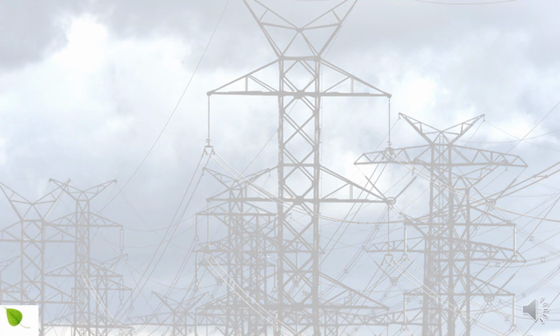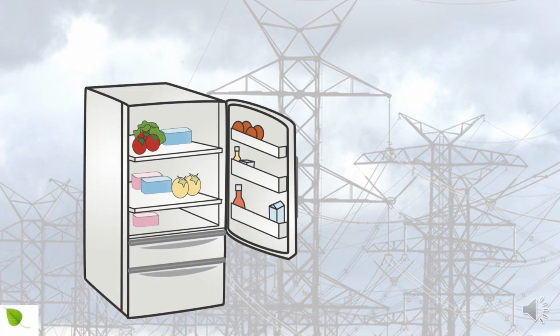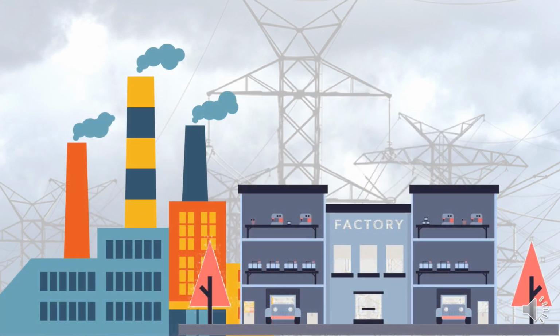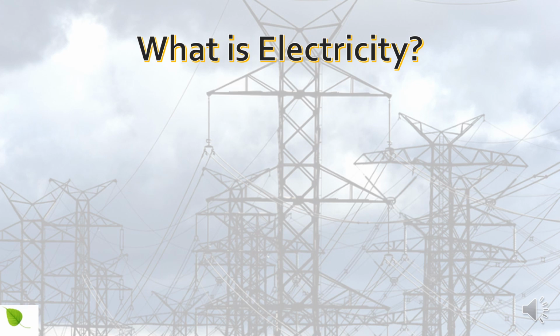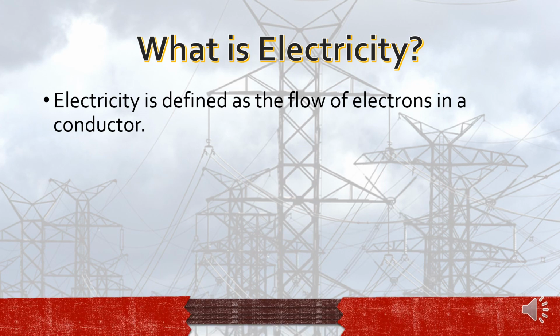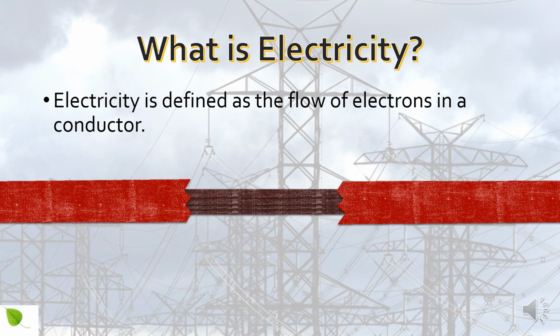We use electricity all the time, be it a fridge, washing machine, our various devices, or in factories and manufacturing plants. But what is electricity? Electricity is defined as the flow of electrons in a conductor. We usually utilize electricity by connecting different things to wires like this one.